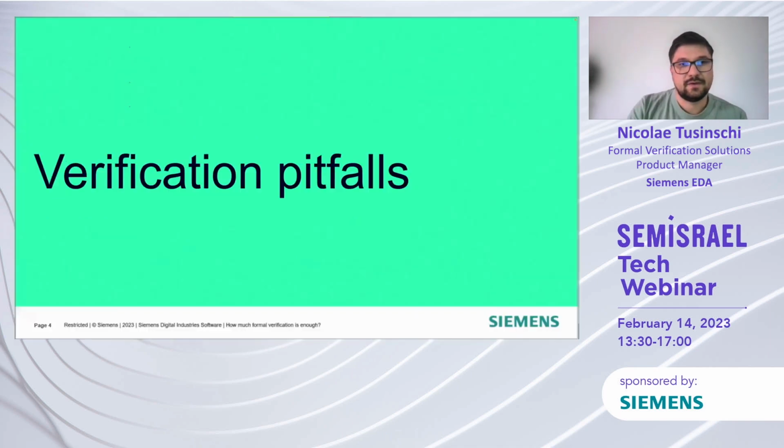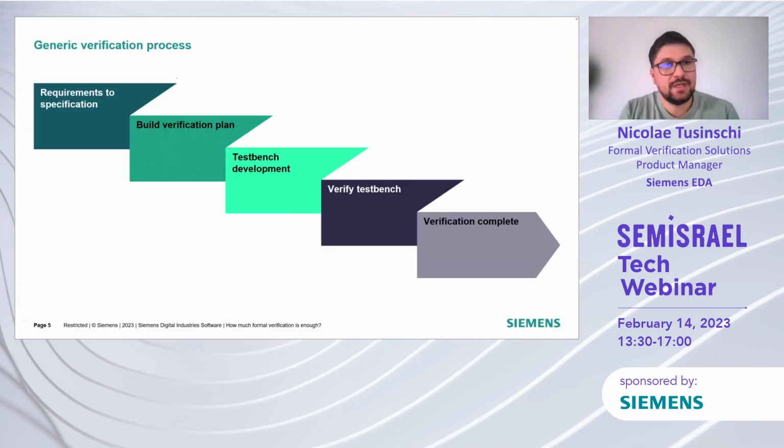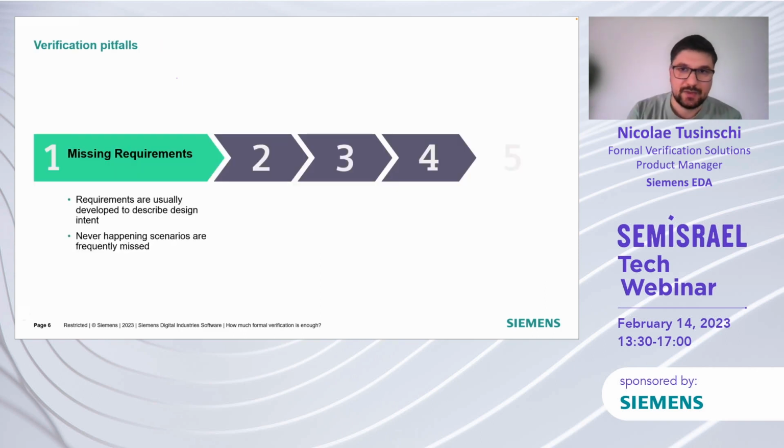So verification pitfalls. Today you can see here a generic verification process where we have requirements translated to specification, based on which the verification plan is built. Also, based on the verification plan, the test bench development happens, which is later verified. And once all the tests are satisfied, verification complete can be signed off with the necessary measuring means that exist. What are the pitfalls that we see?